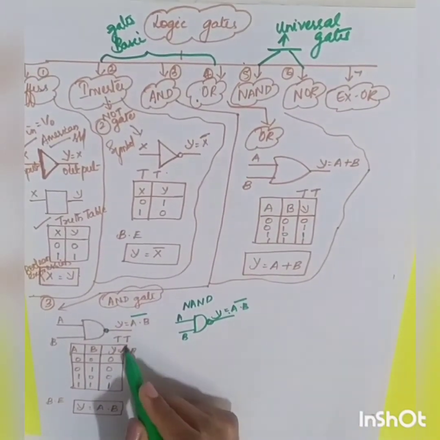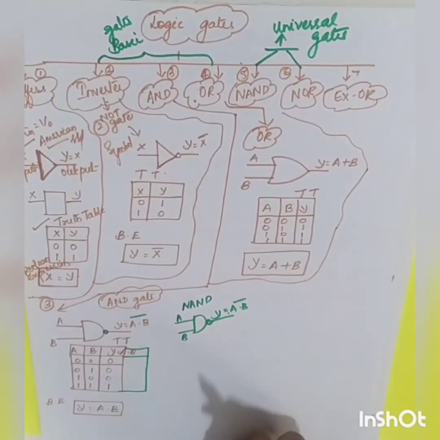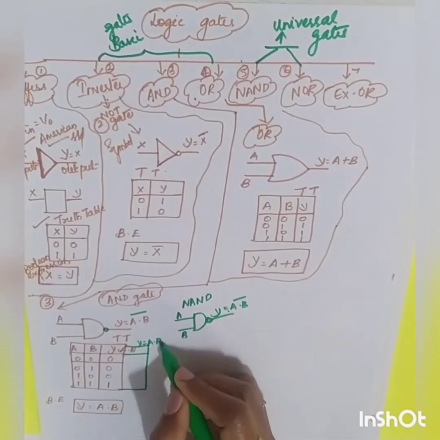So what will be your output? It is just the inverted form of your AND truth table. So Y is equal to A dot B bar.